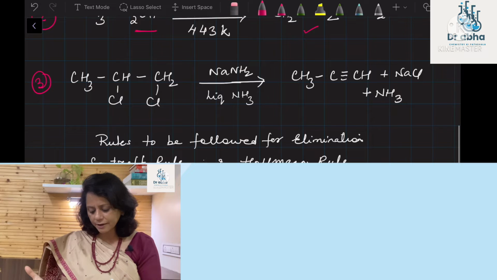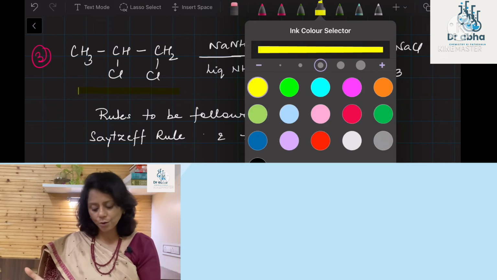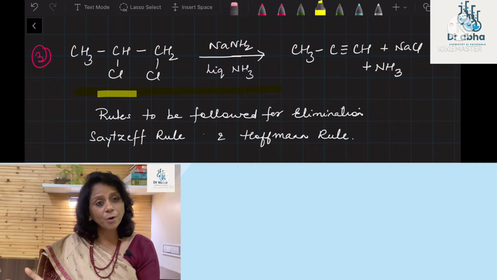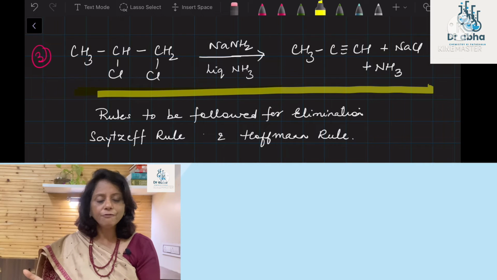And if you look at the third reaction, I have taken a vicinal dihalide, that is 1,2-dichloropropane. Now 1,2-dichloropropane in presence of NaNH2 and liquid ammonia, a very strong base, will give you the formation of the triple bond with NaCl and ammonia as the byproducts.